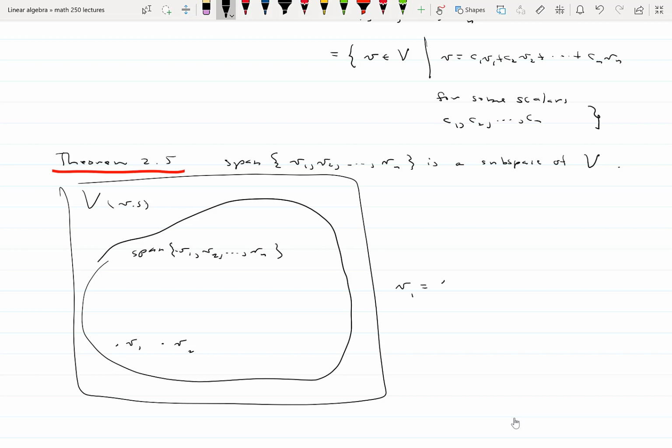Well, v1 equals 1 times v1 plus 0 times v2 plus 0 times v3 plus dot dot dot, all the way up to 0 times vn. So v1 is a linear combination of those n vectors, a very easy one. So the vectors themselves are in there, and so is every linear combination, c1 v1 plus c2 v2 plus dot dot dot, where c can range through all real numbers, all scalars.